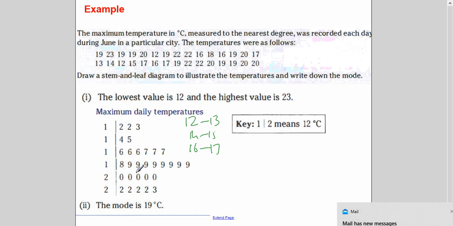Now, after writing it into this form, you see 9 is occurring most of the time. 1, 2, 3, 4, 5, 6, 7, 8, right? There is no other data which is occurring more than 8 times. So I can say the mode is 19 degrees centigrade. And the lowest and highest value you have found here, whether or not the question asks for it, if you write it down, it helps you to divide your interval basically, right?